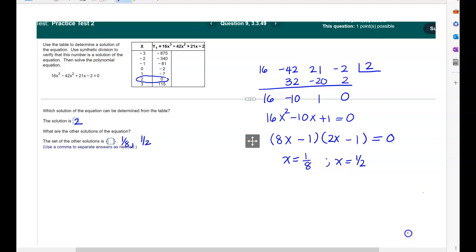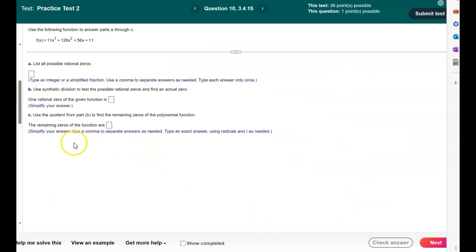If you cannot factor it, just use the quadratic formula, which is negative b plus or minus square root of b squared minus 4ac all over 2a. Then you plug in the coefficients of your quadratic expression here. So this is your A, that's your B, and that's your C. You plug them in here, and then you solve for x. You should get those same values. All right, so let's move on to the next question.